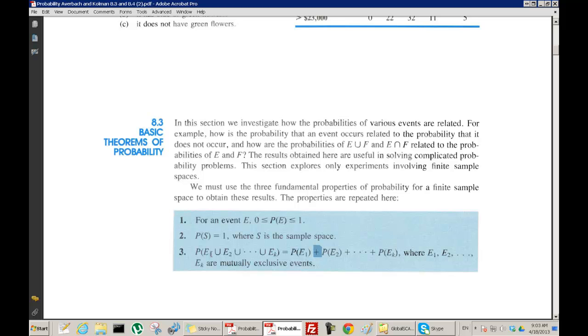So sometimes if you're faced with having to compute the probability of a big event, if you can break it up into the union of smaller events, it might be easier to calculate, and this allows you to do that as long as these events are mutually exclusive. Okay, so we have these three properties, and based on these three we can prove a few additional properties or a few theorems.